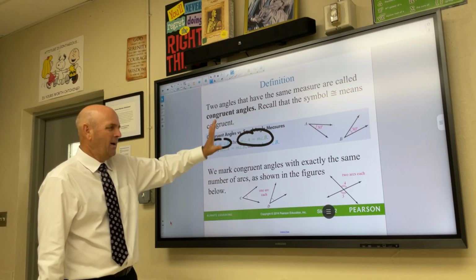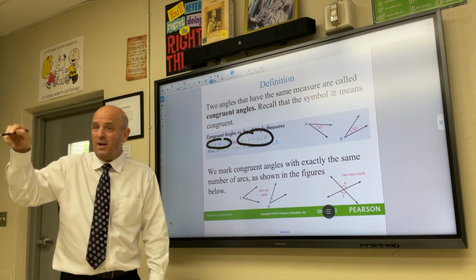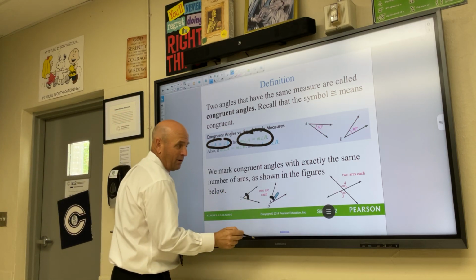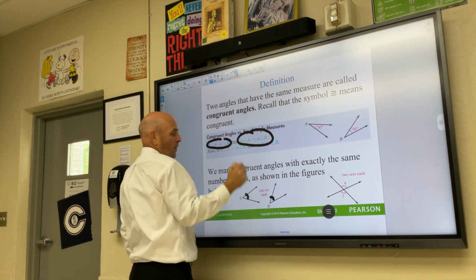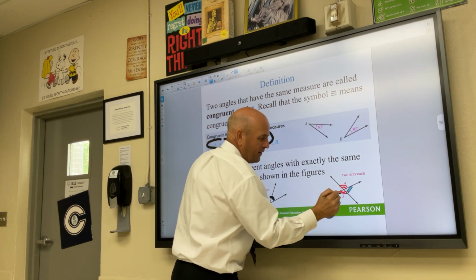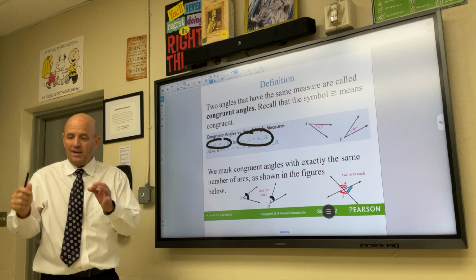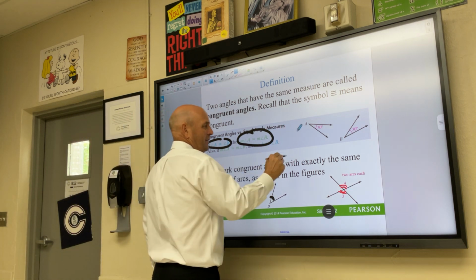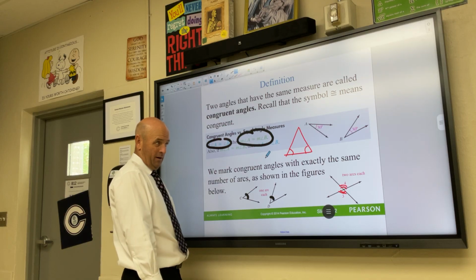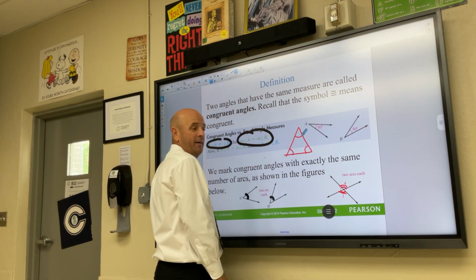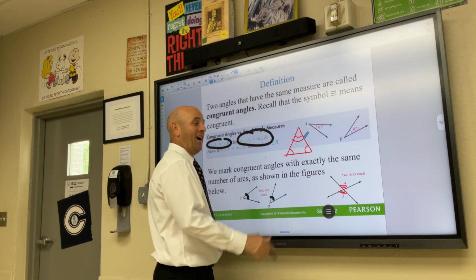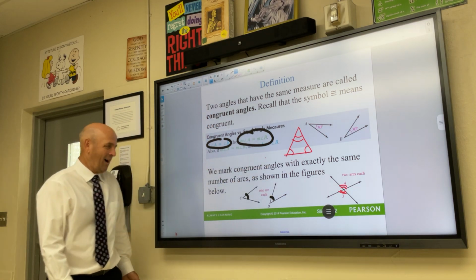Are we good? Now, how do you know? Well, we had tick marks with segments, right? What about angles? We have these little arcs, right? So we have one arc here, one arc there, they're congruent. And then we have two arcs, therefore they are congruent. That's how we mark congruent angles. You see that a lot of times with isosceles triangles, right? They'll go like that. Those angles are congruent. Now those two are, but that one's not.